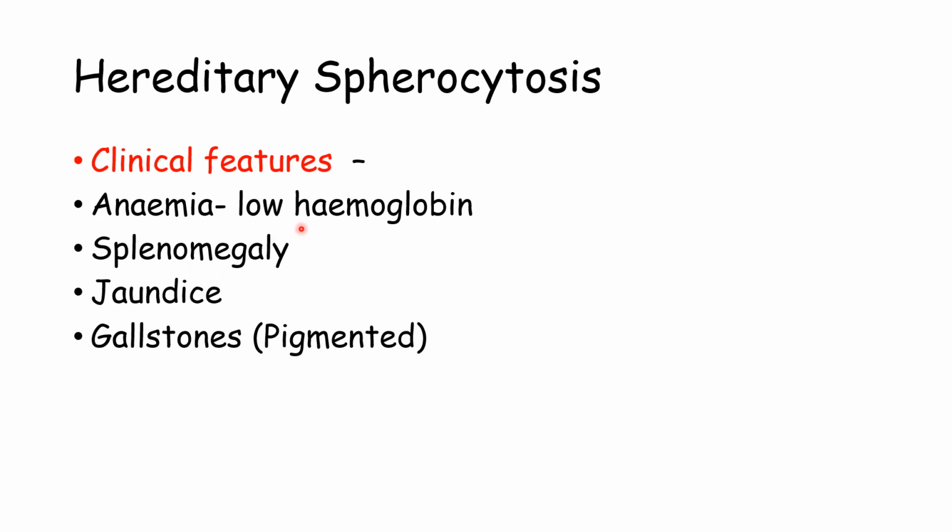Because of the trapping of RBC in the spleen, it leads to splenomegaly. And because of increased destruction of RBC, there is jaundice and increased unconjugated bilirubin in this patient. Because of this increased bilirubin, there is more propensity to form gallstones. The type of gallstones formed in a patient with high unconjugated bilirubin is pigmented gallstone.